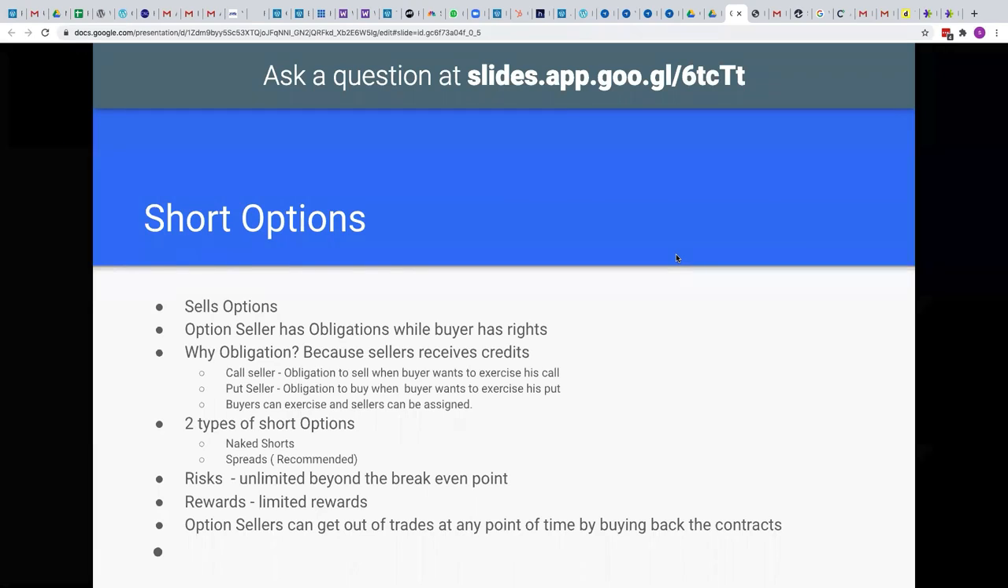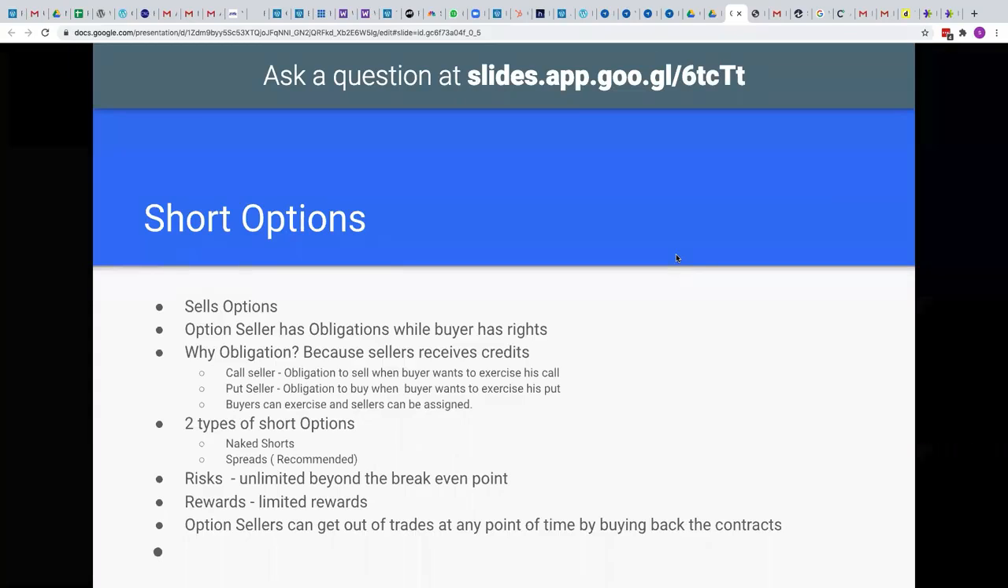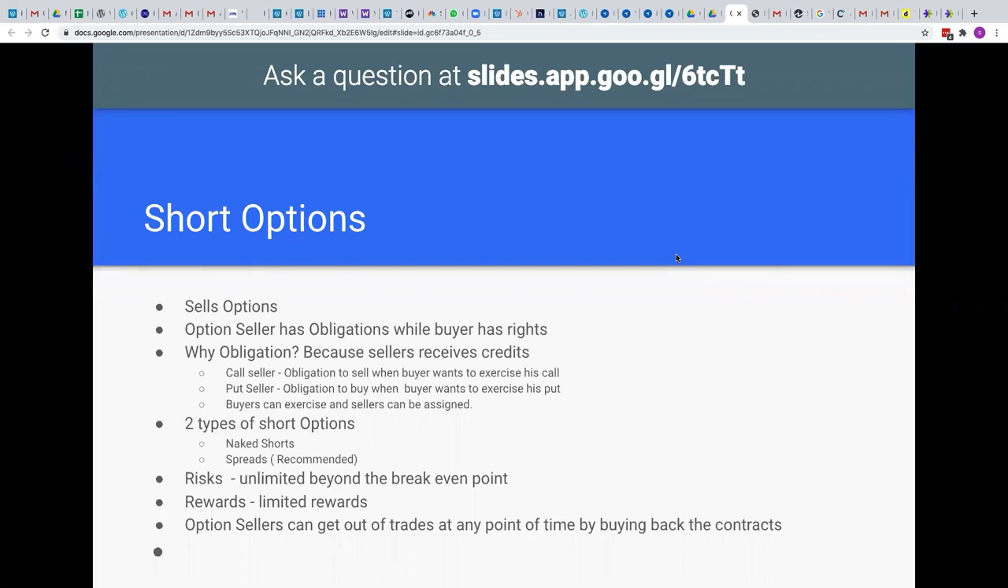What do I mean by obligation? Let's say if the buyer exercises his rights, the seller has an obligation to give him the shares. He cannot say, hey, I will keep my shares. The reason why he has an obligation is because the seller receives the credit. Whenever you are on the short side, you receive a credit upfront.